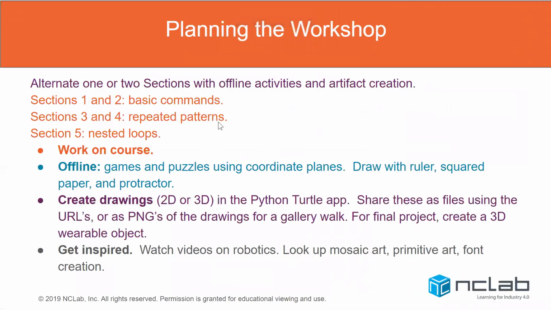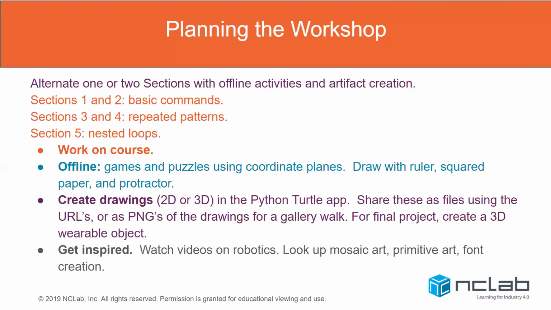If you're going to group sections, sections 1 and 2 go well together. Those are all the basic commands. And sections 3 and 4 really work through repeated patterns. Section 5, because it's nested loops, needs a bit of focus. You could probably run that on by itself. So if you want to alternate with offline activities and artifact creation, you could work on the course, then do some offline drawing, play those kinds of games. Go to the app and create and save drawings and share those as URLs or as PNGs for the gallery walk.